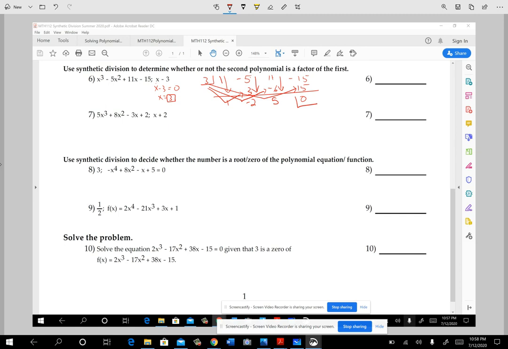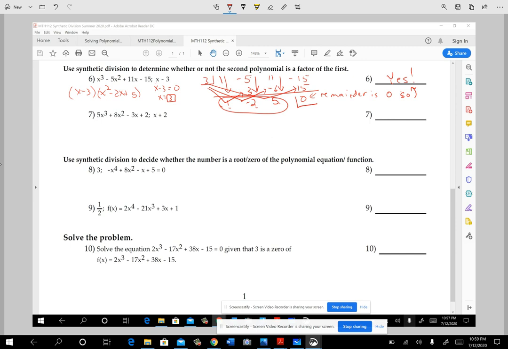So since I got a remainder, this is the remainder. The remainder is 0. So the answer to this question is yes, x minus 3 is a factor. And actually, this gives me the other factor. See, I know x minus 3 worked. Then x squared minus 2x plus 5 would be the other factor.